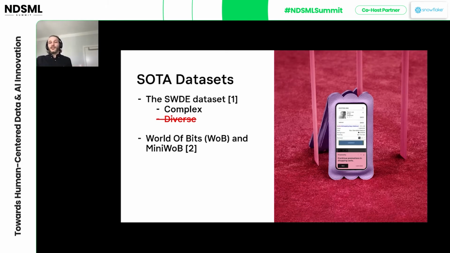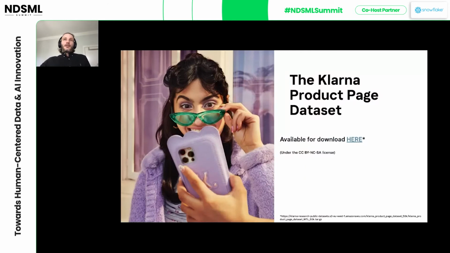The mini World of Bits environment can randomly generate almost an infinite combination of web interfaces. It covers around 100 tasks, but these pages are nowhere near realistic. They only contain a handful of interactable elements each, and hence they're nowhere near close to being useful in practice. It therefore doesn't satisfy our need for realistic complexity. So, the Klarna product page dataset.